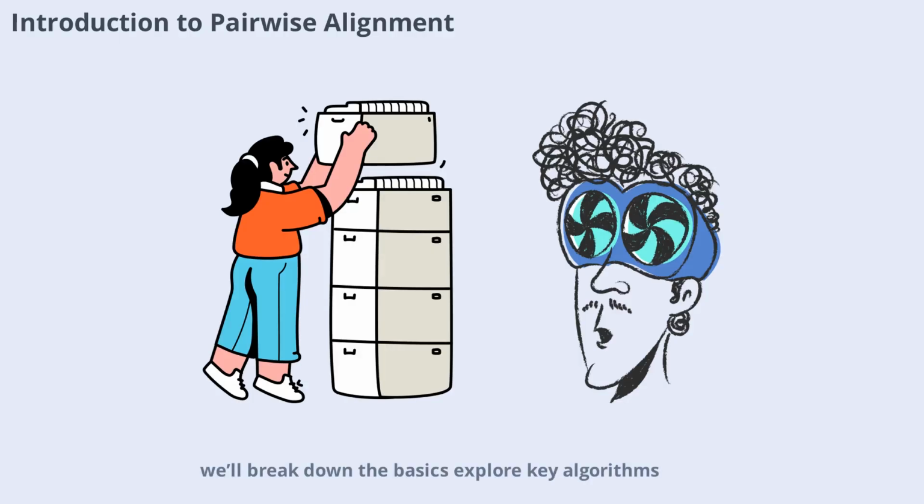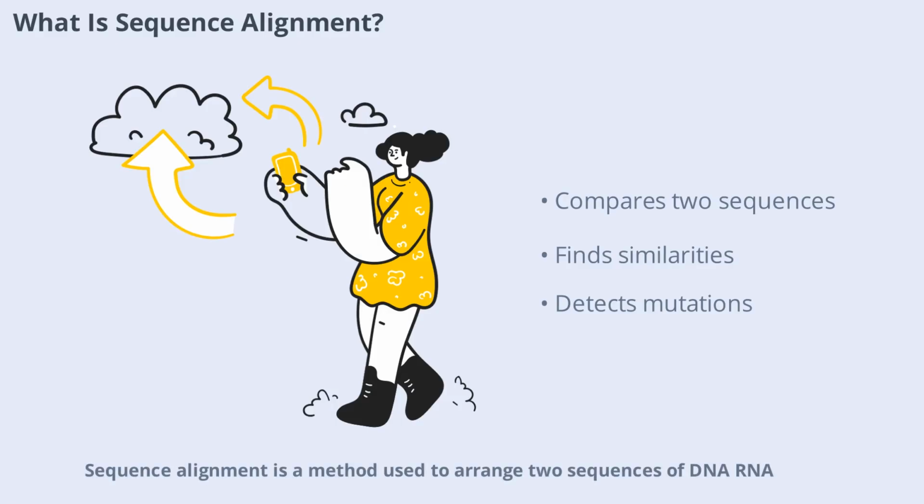In this video, we'll break down the basics, explore key algorithms, and look at real-world applications. Let's get started by understanding what pairwise alignment really means. Sequence alignment is a method used to arrange two sequences of DNA, RNA, or proteins to identify regions of similarity. These similarities may be a result of functional, structural, or evolutionary relationships. By aligning sequences, researchers can pinpoint conserved regions, detect mutations, and infer phylogenetic relationships.